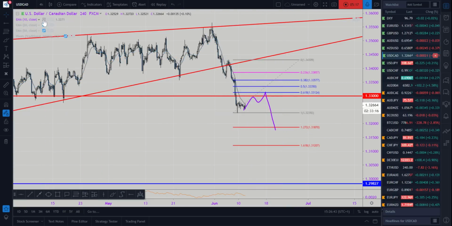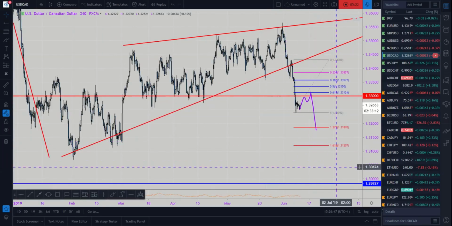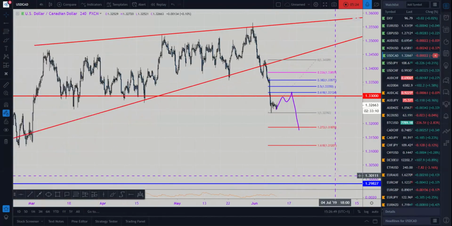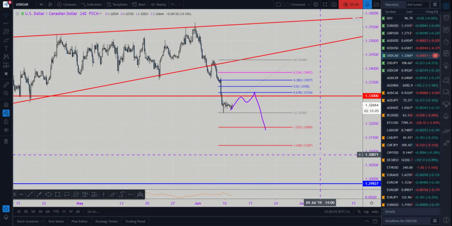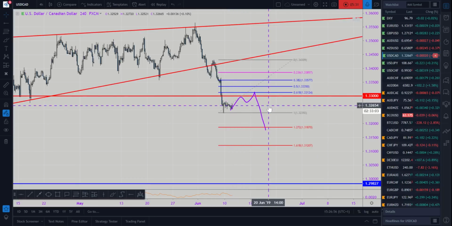So keep an eye on this area on dollar CAD. We're expecting the drop to be all the way down into this 1.3 midterm. Keep an eye on this. CAD is a strong market currently, and we could see this play out quite nicely.